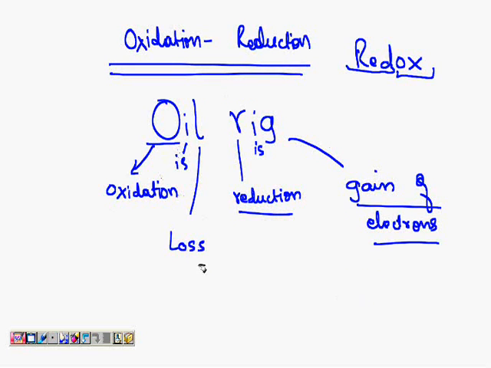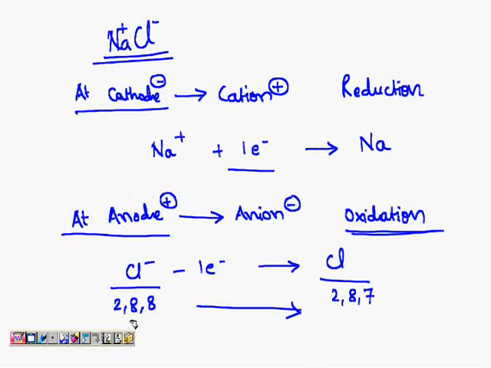So the key word is oil rig. Oxidation is loss of electron and reduction is gain of electrons. Okay. In terms of electrolysis, at cathode, there is going to be a gain of electrons. So reduction is going to take place at cathode. And at anode, there is going to be loss of electron. So oxidation is going to take place at anode.